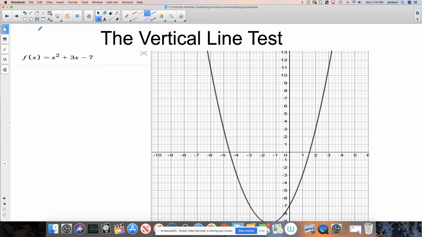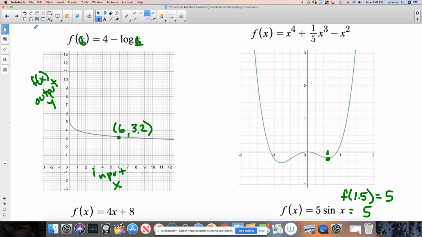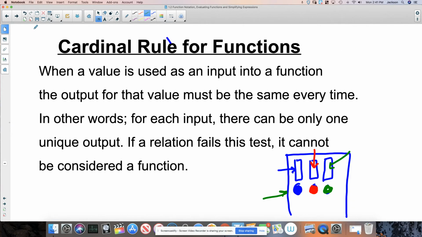Okay, so in a previous video, we were talking about how there's this cardinal rule for functions, which says for each input value, we talked about buttons on a vending machine. For each input value, there can only be one expected output value. And every time you push this button or every time you plug this input in, you should get this item or this output every single time.